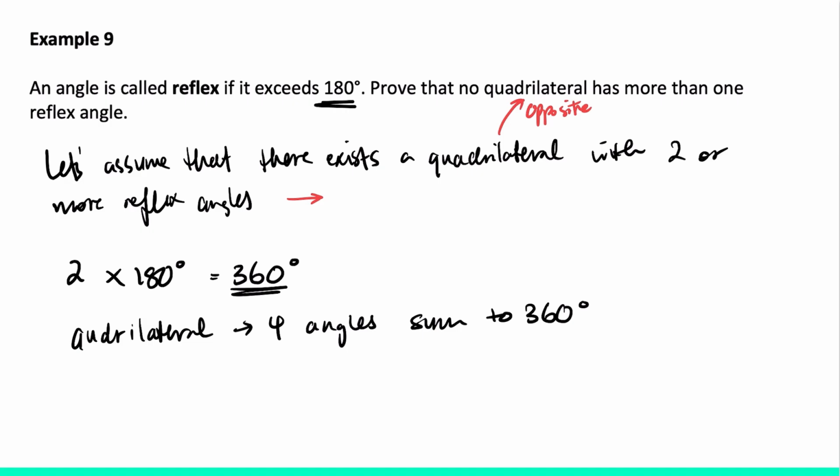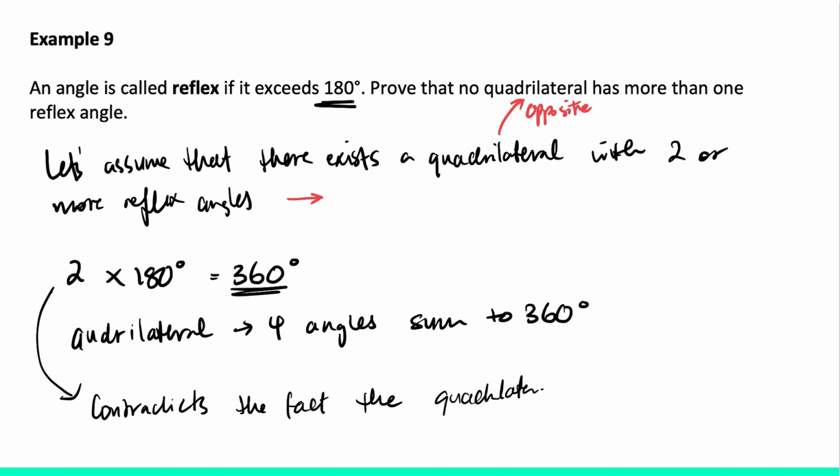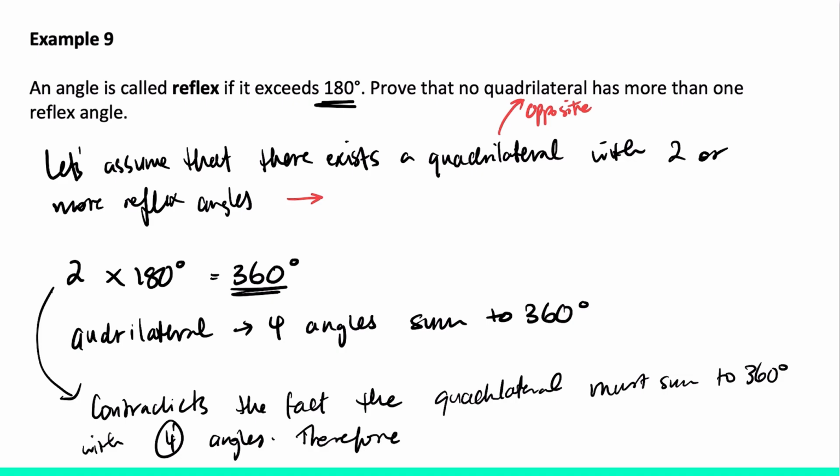So this contradicts the fact that the angles of a quadrilateral must sum to 360 degrees with four angles. Therefore, there can only be one reflex angle, because when we tried to do more than one, we could see that it didn't work. So that's how proof by contradiction works. That's the example of how it works and how we do it.